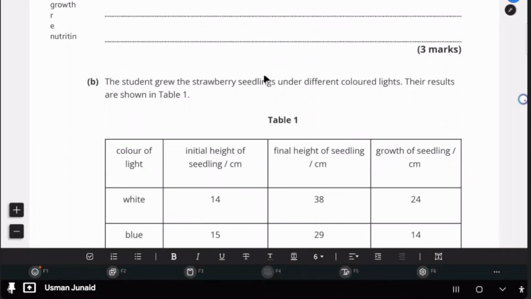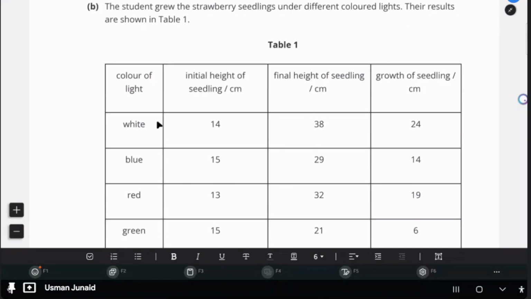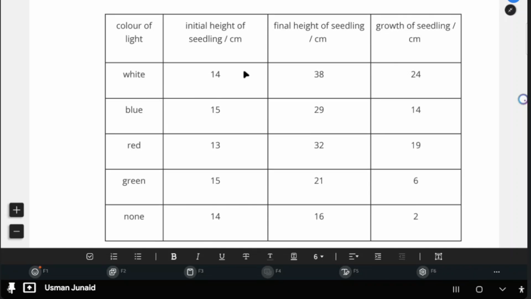The student grew the strawberry seedlings under controlled conditions. The results are shown in the table. So white had 14 centimeter growth, blue had 15, red had 13. So this is your initial height, the height that they had before being placed into the experiment. And then you have the growth of the seedling and the final height. So what have they done? They've subtracted these. So the greatest is at white light and the least is at no light.